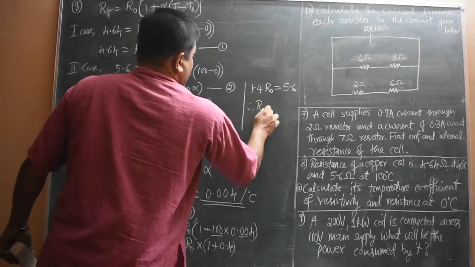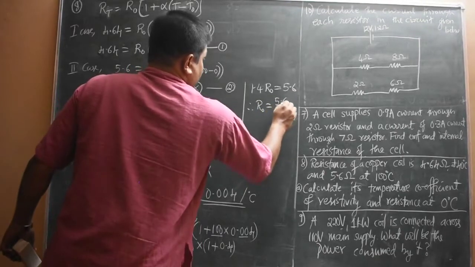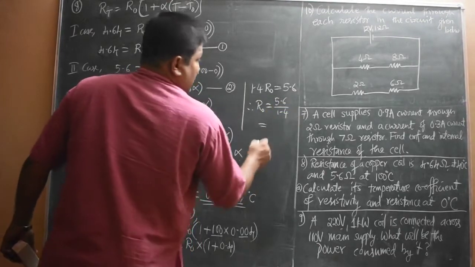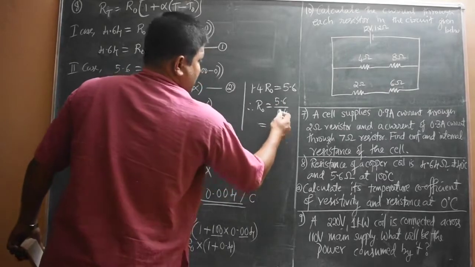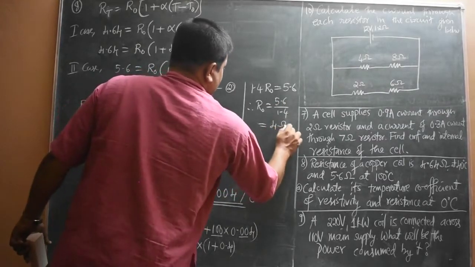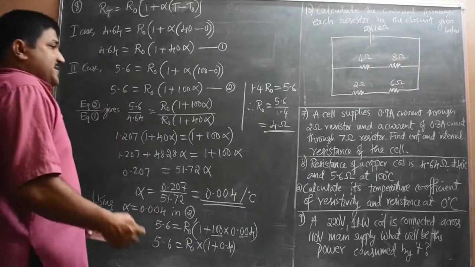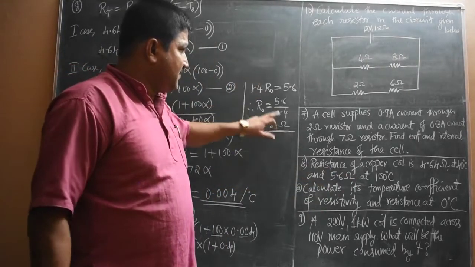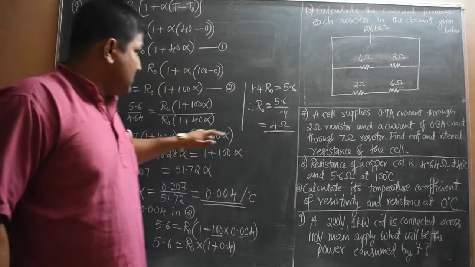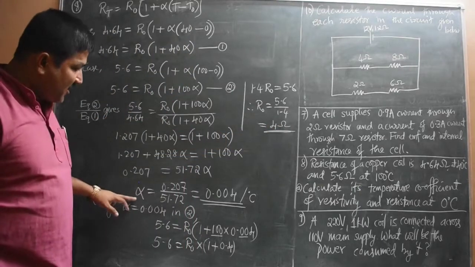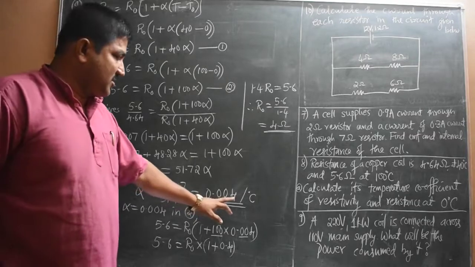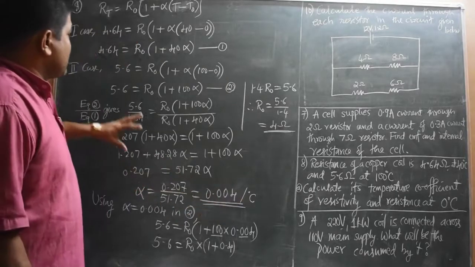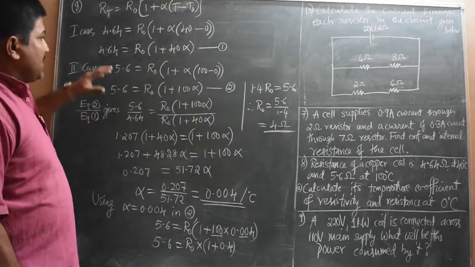Therefore R0 equals 5.6 upon 1.4, that is 56 by 14, so 4 ohm. So the resistance of the copper coil at 0 degree Celsius is R0, that is 4 ohm, and the temperature coefficient of resistivity is alpha, that is 0.004 per degree Celsius. So this problem can be solved in both ways.